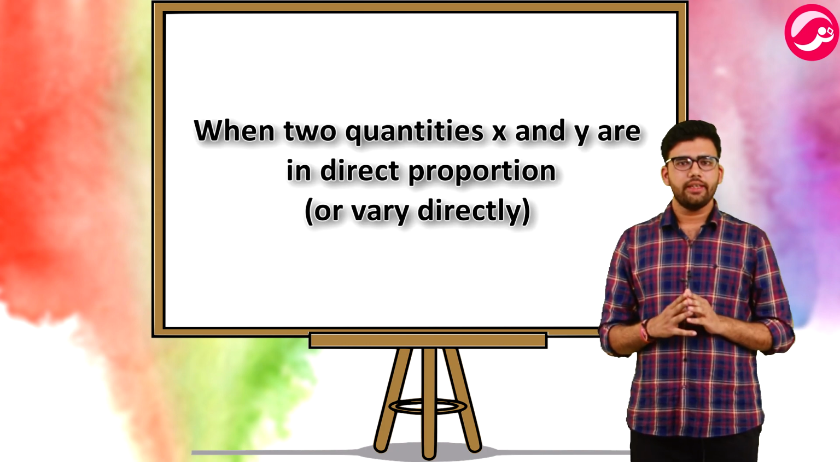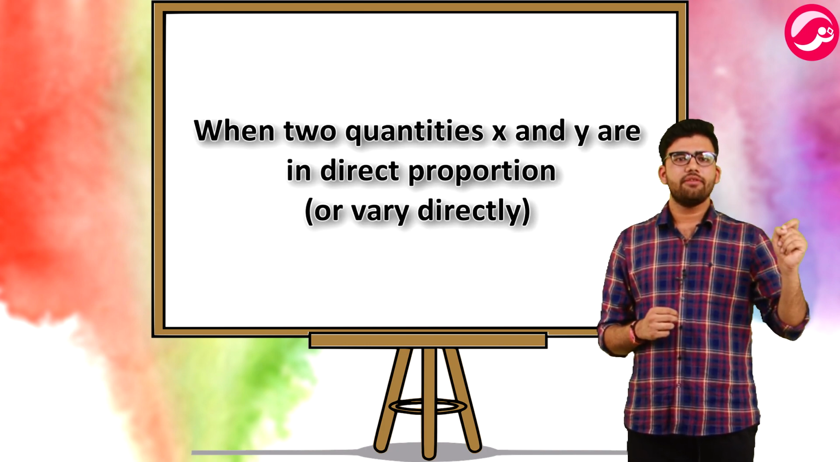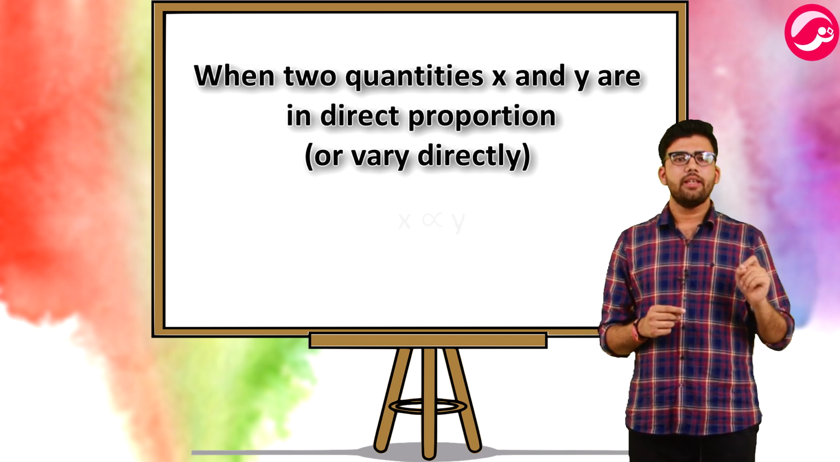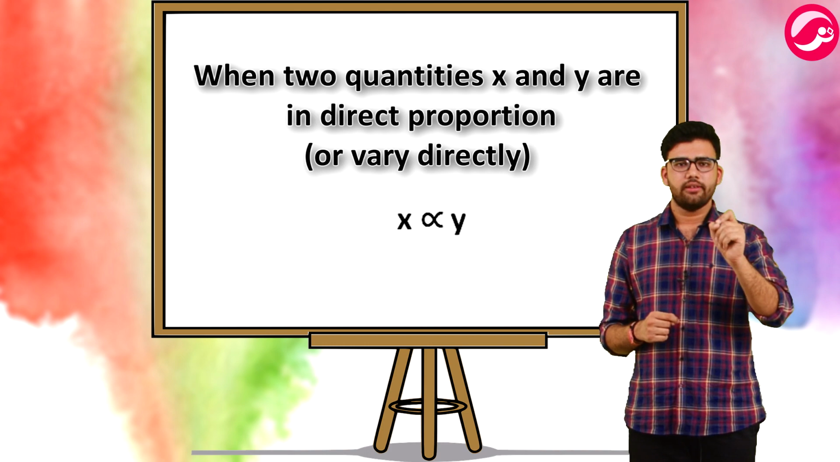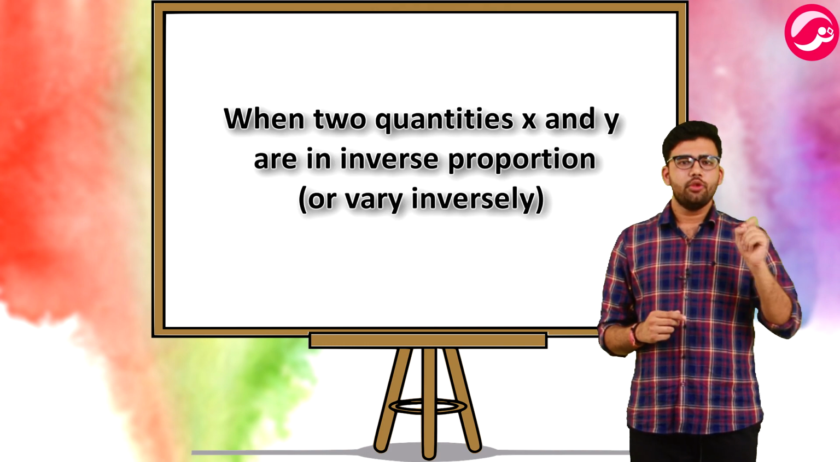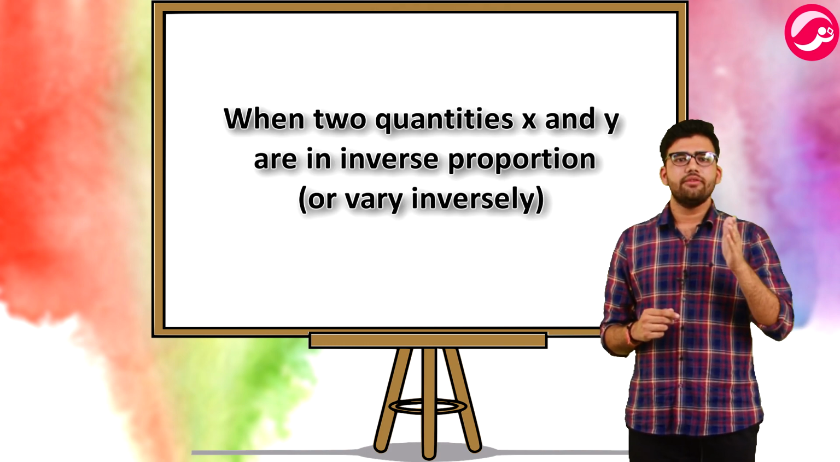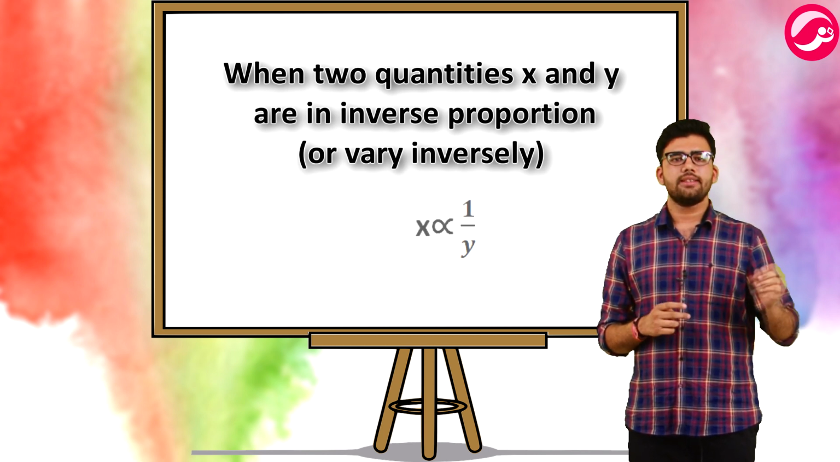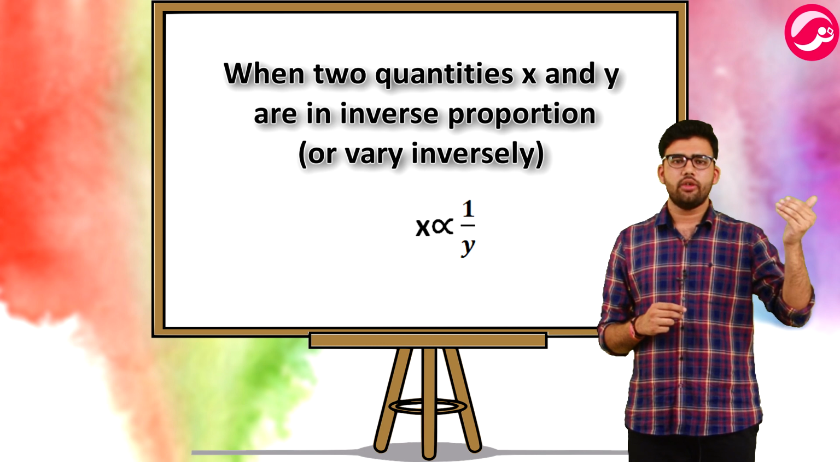Here we should note that when two quantities x and y are in direct proportion or they vary directly, they can be written as x proportional to y. Here you can see it. When two quantities x and y are in inverse proportion or vary inversely, they can also be written as x varies inversely as y. Here you can see it.